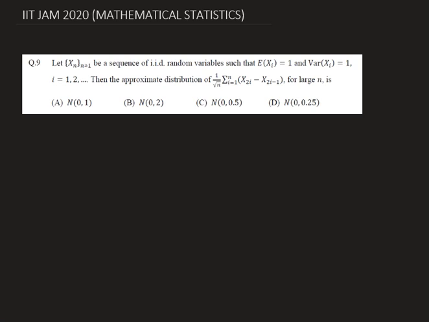Today we are going to solve one question from IIT JAM 2020 Mathematical Statistics. This is a question from section A, question number 9. Let Xn, where n is greater than or equal to 1, be a sequence of IID random variables such that expectation of Xi is equal to 1 and variance of Xi is also equal to 1 for all i from 1 to infinity. Then the approximate distribution of 1 by root n times the sum over X2i minus X2i minus 1, for large n, is what we need to find out. As this is an MCQ type question, only one option is correct among the given 4 options.